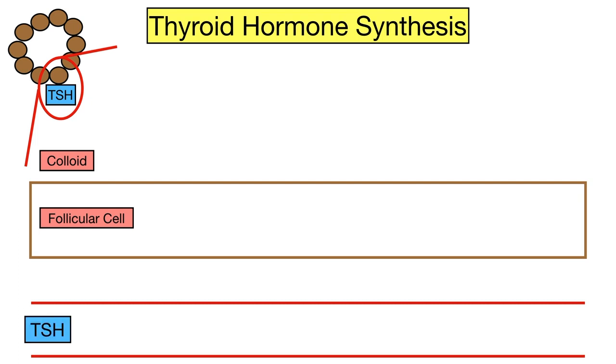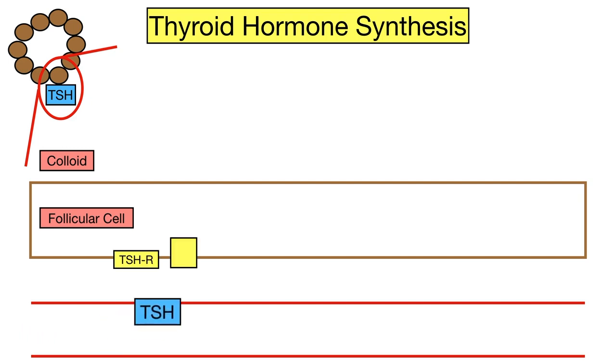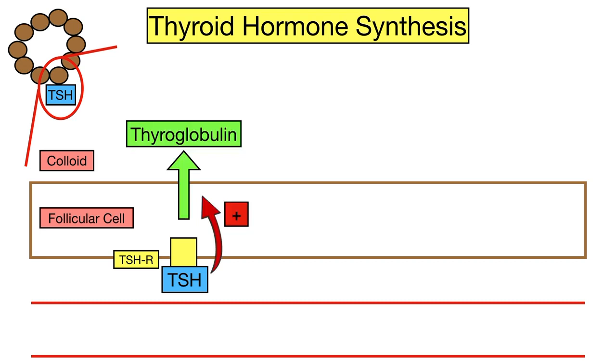First, we said the TSH released from the anterior pituitary gland circulates in the bloodstream. TSH will then bind to TSH receptors on the follicular cells of the thyroid. Once TSH binds to TSH receptors, this will stimulate or enhance the production of an important protein made by the follicular cells. This protein is called thyroglobulin. Thyroglobulin is then released into the colloid. So the colloid is very rich in thyroglobulin. And we're going to see shortly that thyroglobulin is the precursor for thyroid hormone.